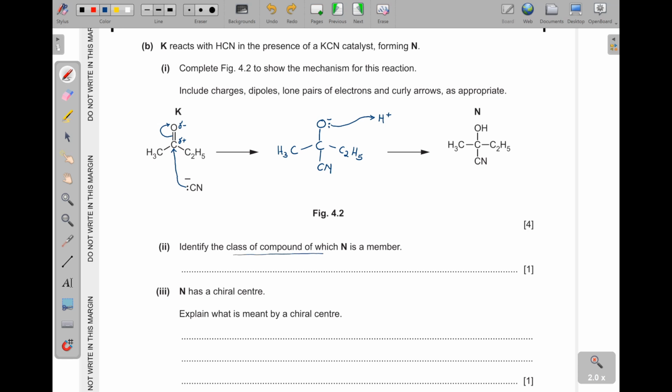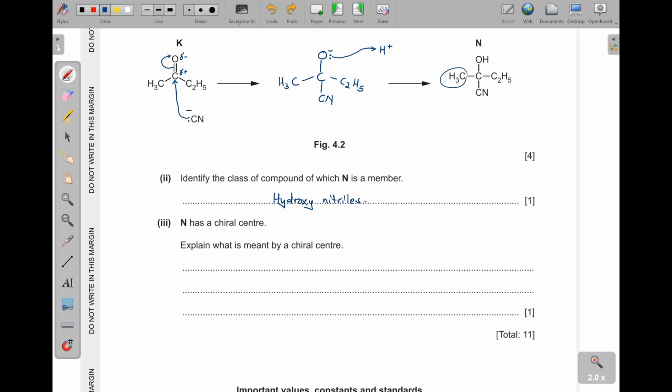Identify the class of compound of which N is a member. This one is what we call hydroxynitriles. It's a nitrile because we see this one here. Hydroxynitriles. N has a chiral center. Explain what is meant by the chiral center. Chiral center, you can see that this group is different from this one, is different from this one, and also this one. So that is a carbon attached to 4 different groups.